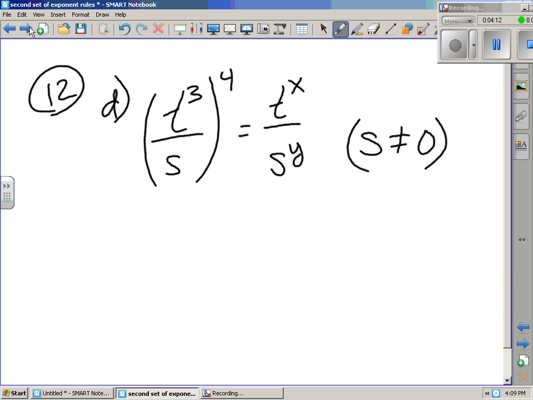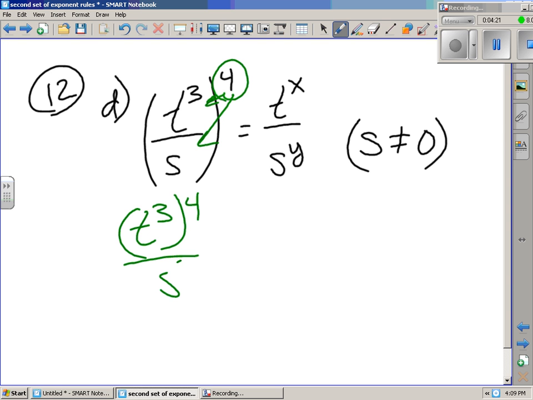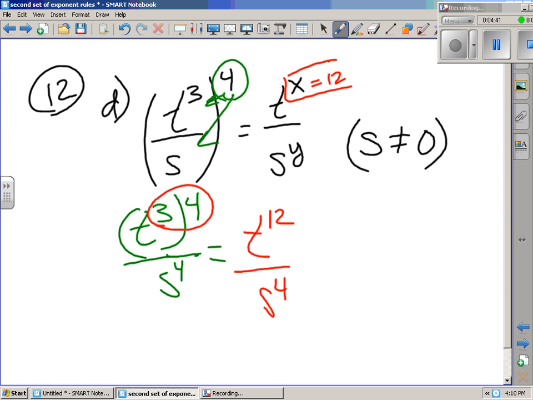Number 12d. Power to a group you distribute to both the numerator and the denominator. So the 4 goes to the t to the 3rd and to the s. Next step, we have to use a different rule. Power to a power you multiply. So that means that x is equal to 12 and y is equal to 4.